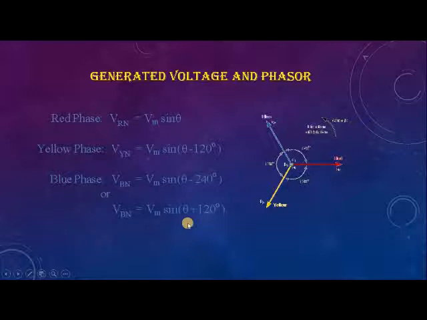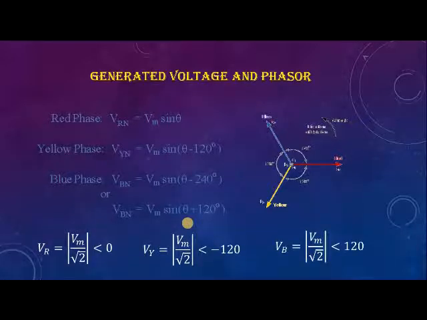And how to express it in polar form? The RMS value is equal to maximum value divided by root 2. So for R phase, Vm by root 2 is the magnitude and angle is 0 because that is the reference. For Y phase, magnitude is Vm by root 2, that is the RMS value, and angle is minus 120 degree. For B phase, magnitude is Vm by root 2, angle is minus 240 or plus 120. We can either write minus 240 or plus 120, as I explained from the phasor diagram.